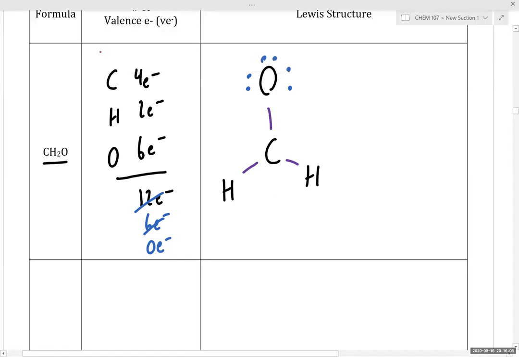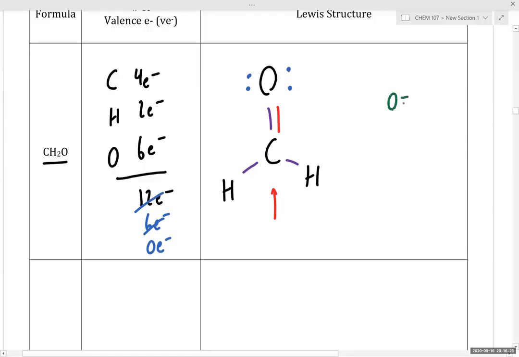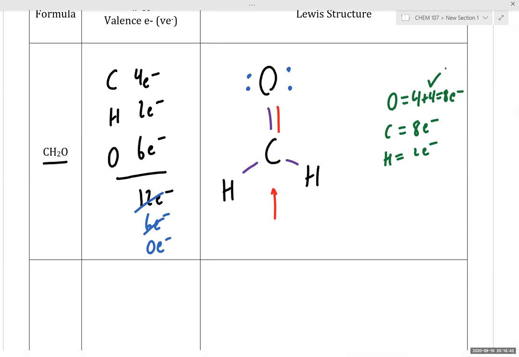Now, looking at carbon, does carbon have a complete octet? No. So what we're going to do is we're going to take a lone pair and convert it into a double bond. We've now used up all of our electrons, and now we can check. Oxygen has 4 plus 4 or 8 electrons. Carbon has 8 electrons, and each hydrogen has 2 electrons. So we fulfilled the octet rule, and we fulfilled the complete valence shell for all of our atoms.